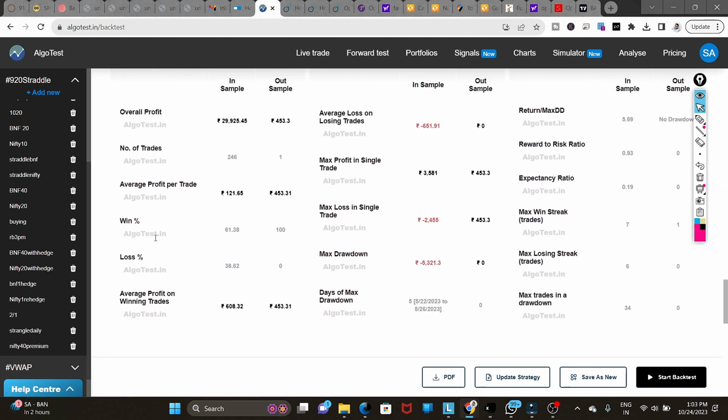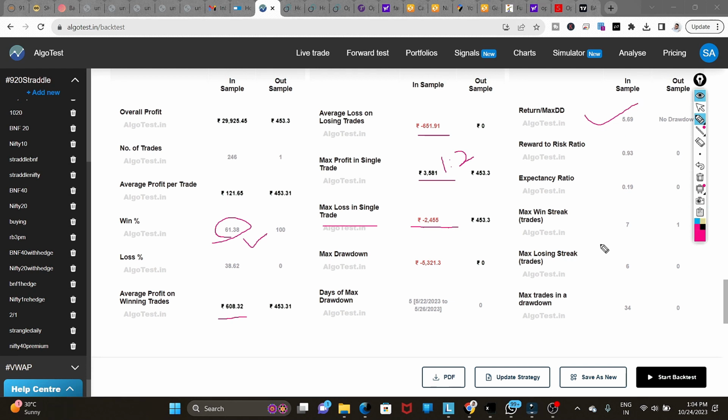It doesn't take much. Let's look at the parameters we have to look at. We are seeing this win percent is 61%, which is very good. Average profit, average loss 600, 600. This is also good. Max profit in a single trade 3,500. Max loss in a single trade 2,400. So this is giving you a ratio of 1:2, right? So you are making 3,581 but losing only 245 on average. So this is a very good strategy.